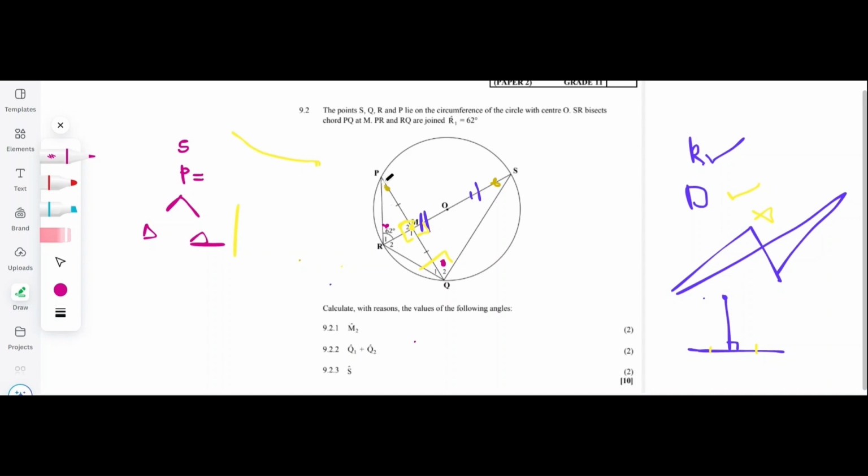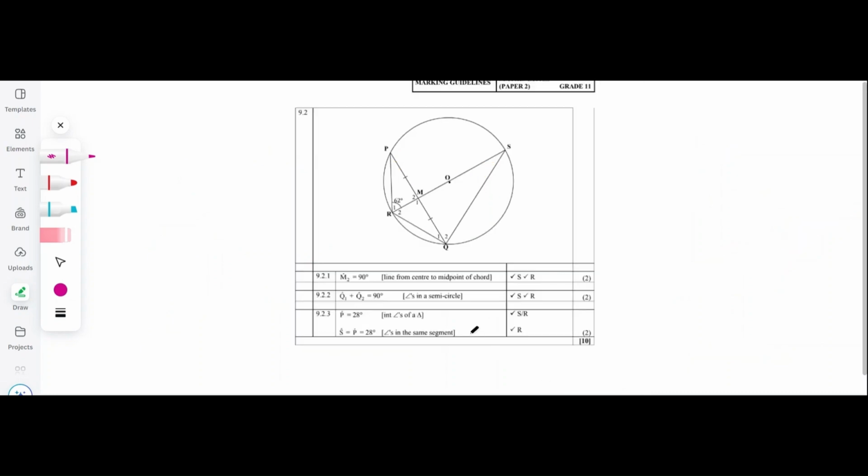If we look closely, triangle PRM has two angles that already have values. We know that R1 is 62 degrees and we know that M2 is 90 degrees. And so we could easily just use the sum of angles of a triangle to calculate what P is equal to. So what you want to do is take 62 plus 90 degrees plus P equals 180 degrees. Please don't forget to provide an appropriate statement following your answer.